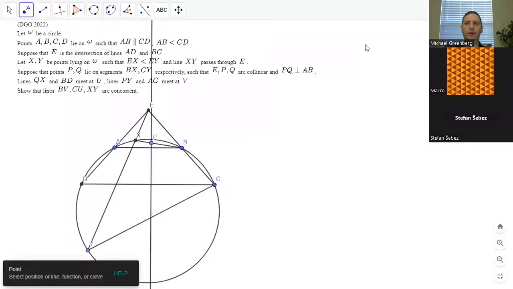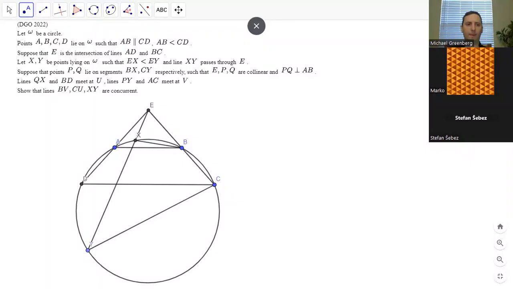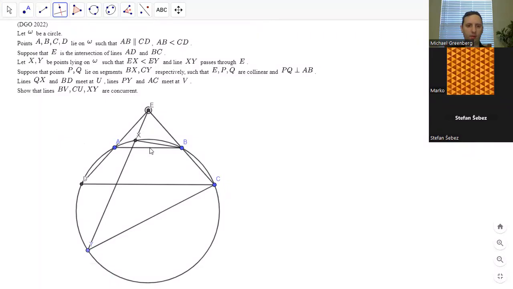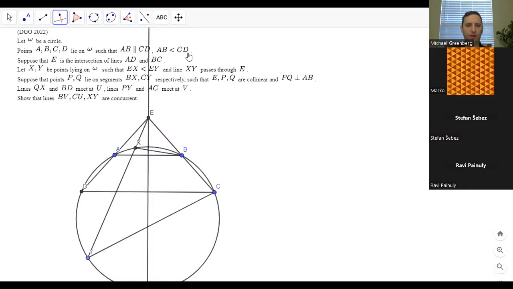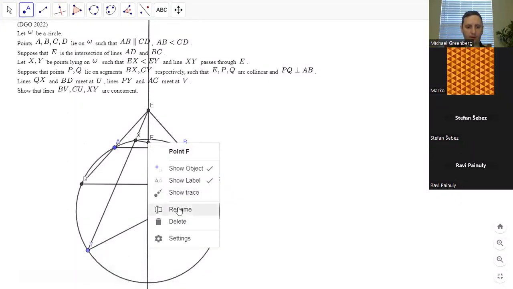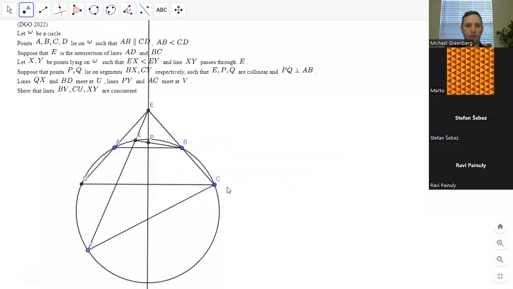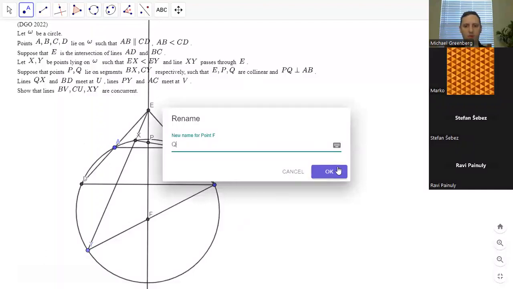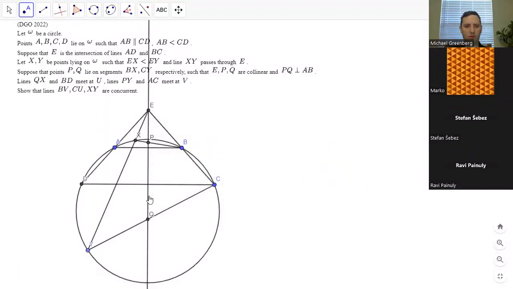E, P, and Q are collinear. So we can't just make P wherever we want it. We got confused there. All right. Interesting. Okay, so this is P, and this is Q. And we could draw the midpoints of AB and BC, because the line passes through them.